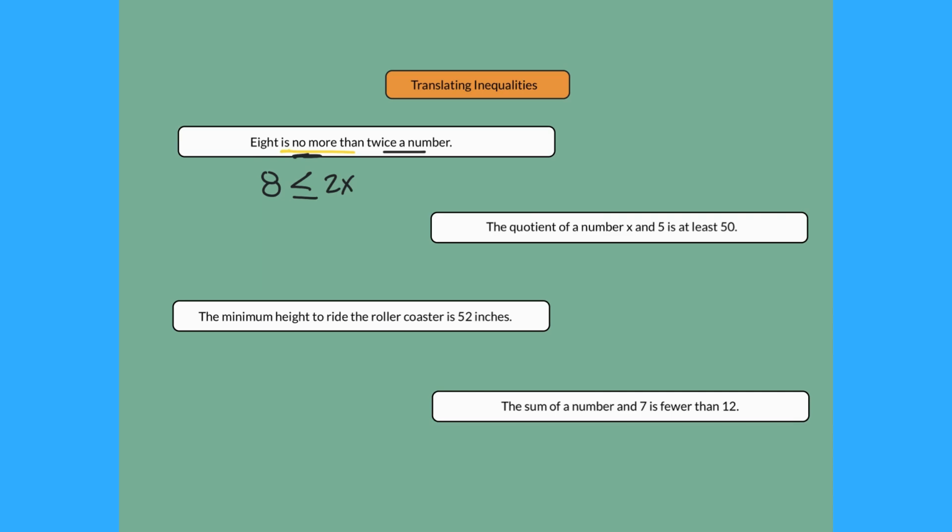The quotient, remember quotient is the answer to a division problem, so I know I'm going to be dividing. And then the very next two things, I'm dividing a number, and it tells us to use x, number x, and 5. So those are the two things I'm dividing. A number x and 5. Remember, fraction bar is another way to say divide.